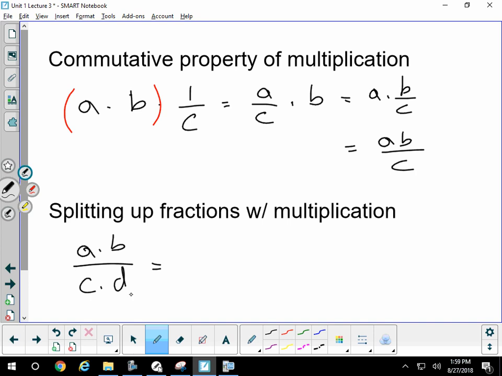And kind of conversely to that, if I have just a bunch of things being multiplied in a fraction, we know we can split these up into multiple terms being multiplied together. Might help with our simplification.